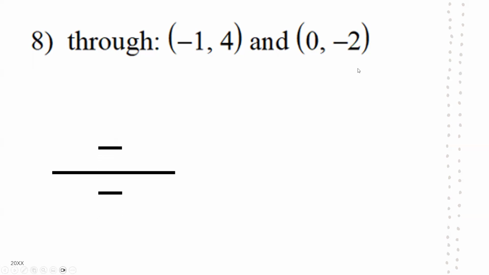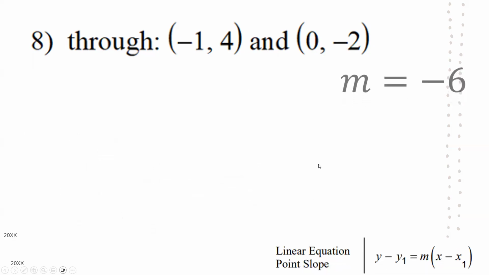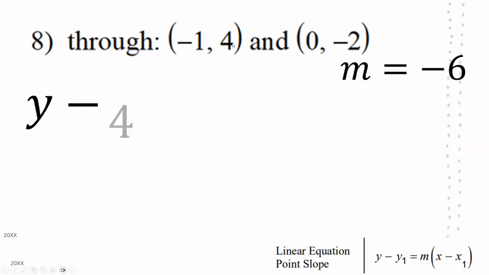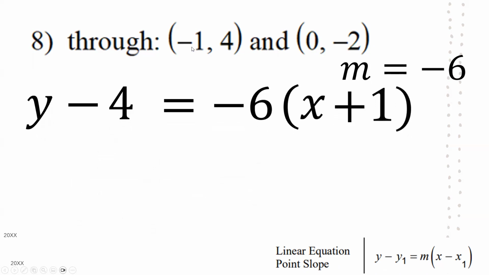Here we go. Set yourself up for success. Y2 minus y1, so we have -2 minus 4, over 0 minus -1. Put that in, you get a slope of -6. Okay. So now we know the slope is -6. So I want the first point. So we got y minus, the y value is 4 equals -6. Oh, here we go. We got x minus a -1.